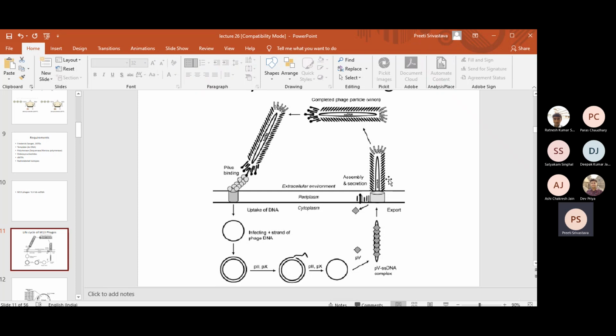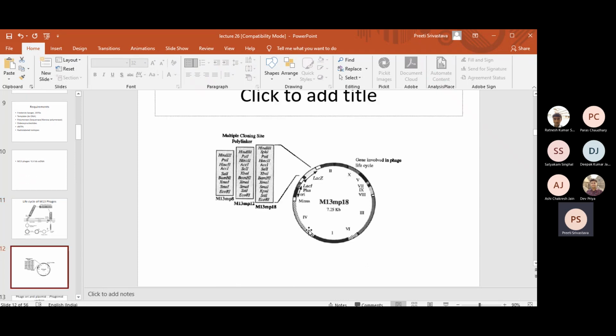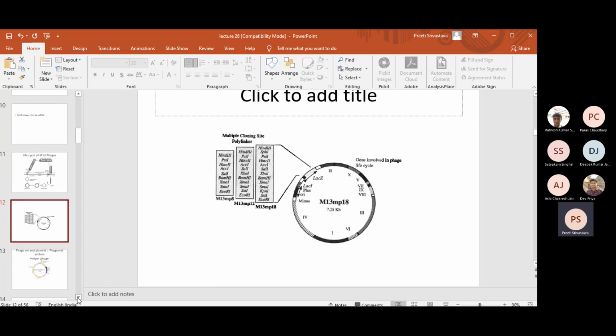Okay, so then what people did was they constructed vectors based upon this M13 phage DNA. This vector is called M13 MP18. Here they had cloned the multiple cloning site, and this is the non-essential region used for cloning the gene of interest. But later on, people thought that in this case we need to deal with the M13 filamentous phage all the time.